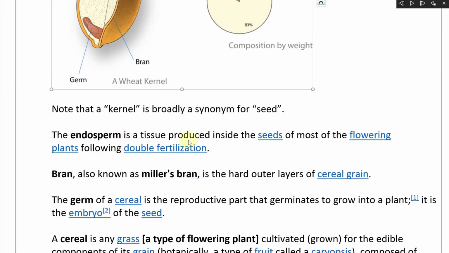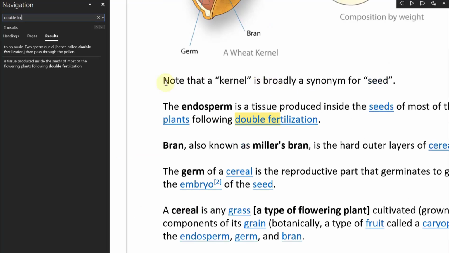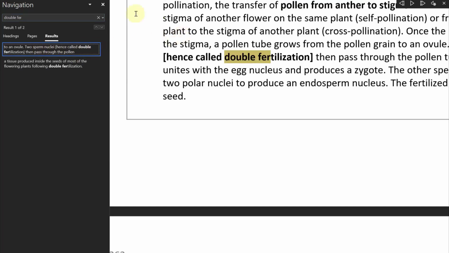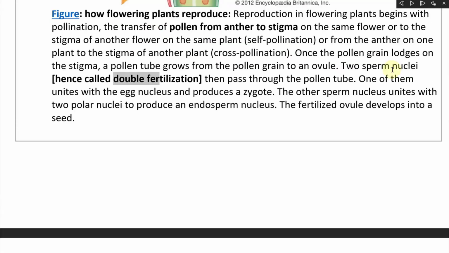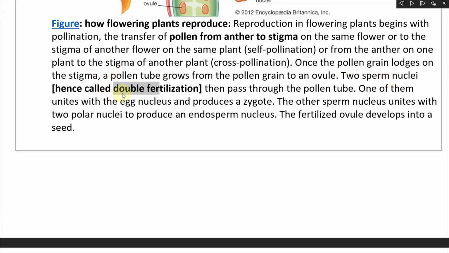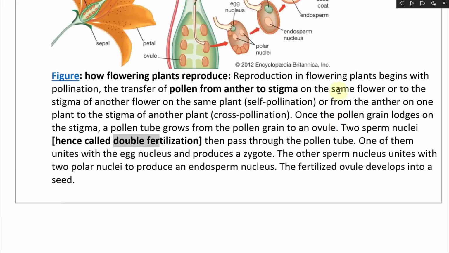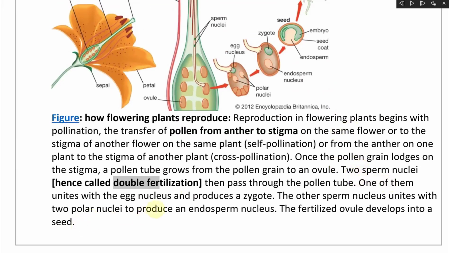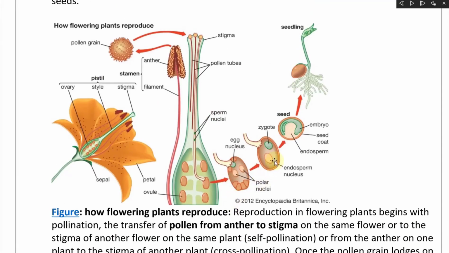And so the endosperm is a tissue produced inside the seeds of most flowering plants following double fertilization. Let's go back to our double fertilization when we mentioned it. We had two sperm nuclei, hence called double fertilization, passed through the pollen tube. One of them unites with the egg nucleus and produces a zygote. The other sperm unites with the two polar nuclei to produce an endosperm nucleus, to produce endosperm.